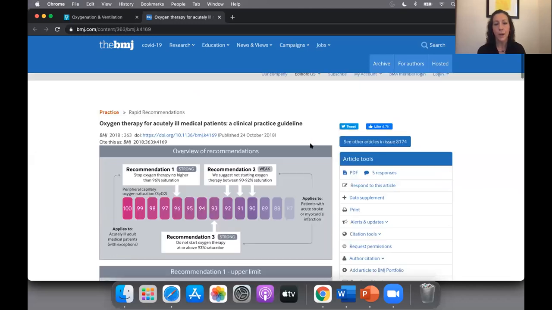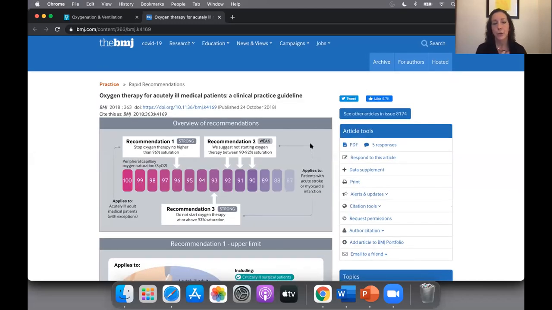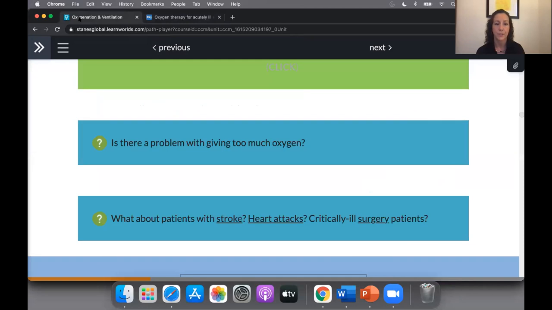So the big takeaway from this clinical practice guideline is that if your oxygen saturations are 100%, you can probably wean down your oxygen because 96 is good enough. And then you don't necessarily need to start oxygen unless your patient's sats are less than 90%. So that's the big takeaway from these recommendations.